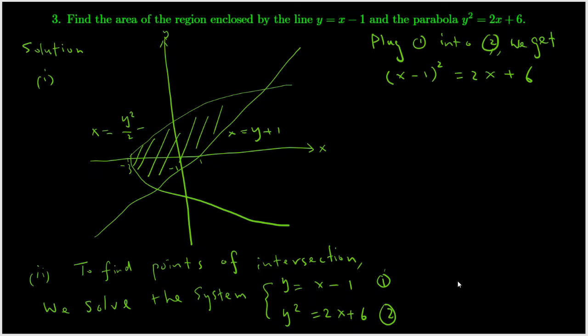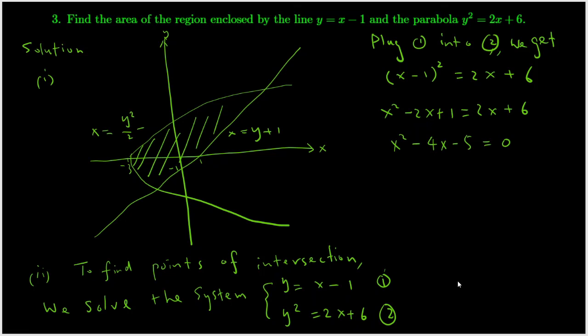Essentially, that's a quadratic equation of x, but to solve the equation we need to multiply out the left hand side. x minus 1 the whole thing squared is x squared minus 2x plus 1 equals, the right hand side is 2x plus 6. Then we move everything to the left hand side. We have x squared minus 4x minus 5 equals 0.